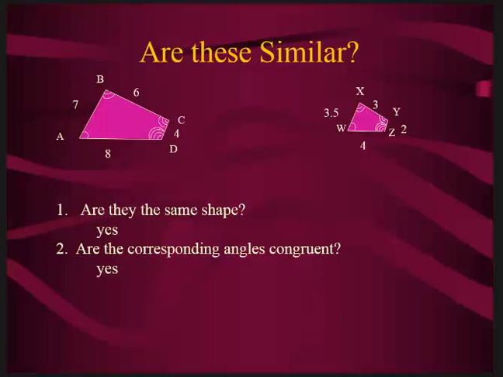So now the last check is, are the ratios of the corresponding sides congruent or equal? Well, let's set up our corresponding ratios. If I go from small to big, XW, this 3.5, corresponds to what over here? The 7. So I'm going to make a fraction, 3.5 over 7. Then I go around to the next side, 3. What does that correspond to over here? Corresponds to 6. So I'm going to make a ratio out of those two. Then I work my way around. 2 over 4, 4 over 8.